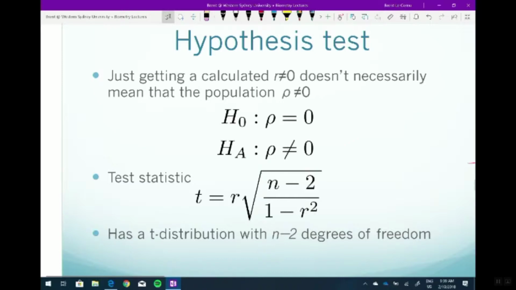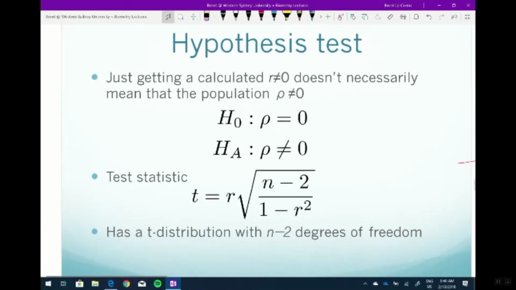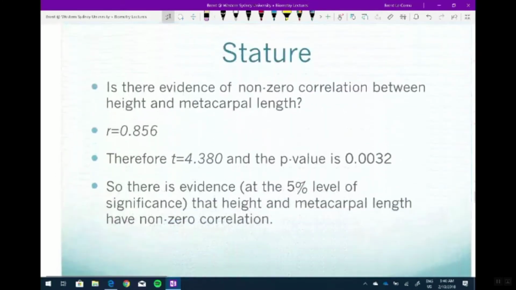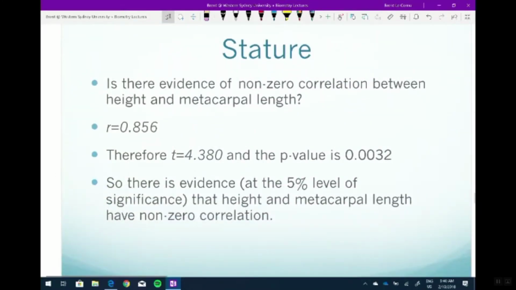than this particular number. And that gives you your p-value. So that, again, is the same as what we did for the last 4 or 5 weeks. Any questions so far? All good? So what did we get? We got a sample statistic of 0.856.